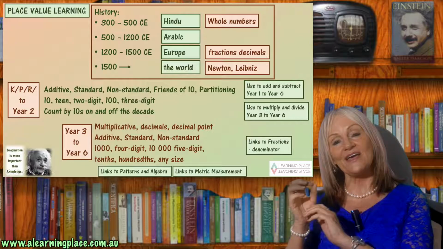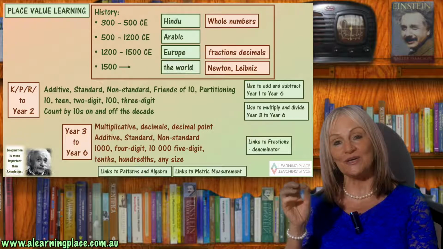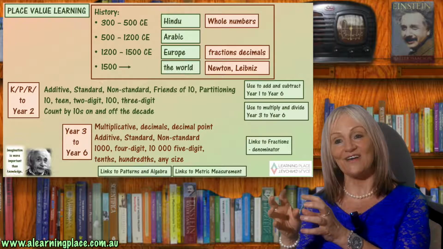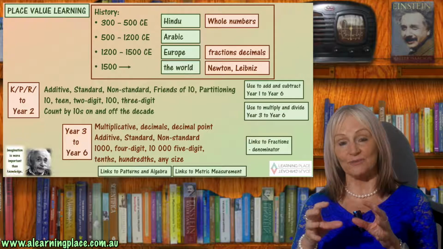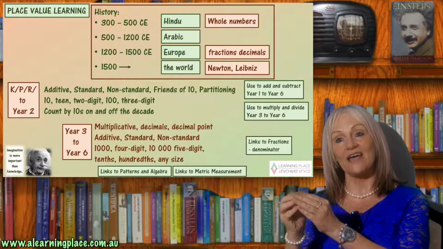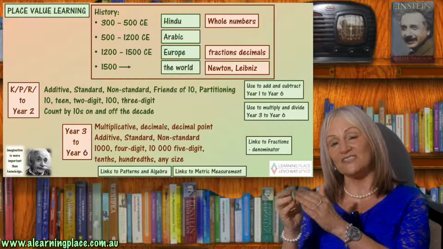Now the other thing that they investigate is the link between multiplicative place value and metric measurement. Metric measurement was created round about 1700. And it was based completely on place value.